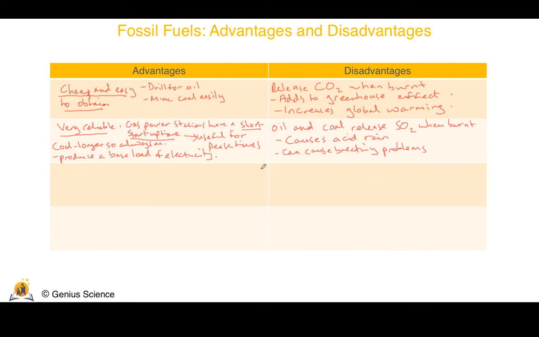There are also risks in the transportation of fossil fuels. For example, when there are oil spills. This is where ships that are carrying oil across the ocean spill it into the ocean, and this can damage marine life and their habitats.